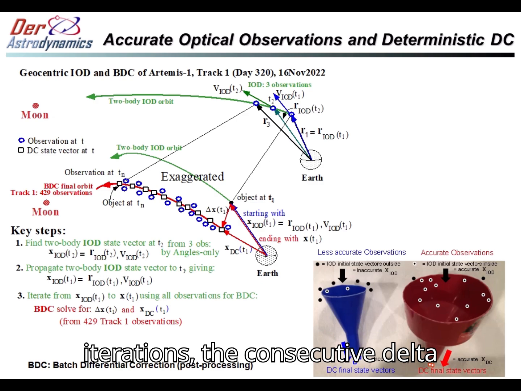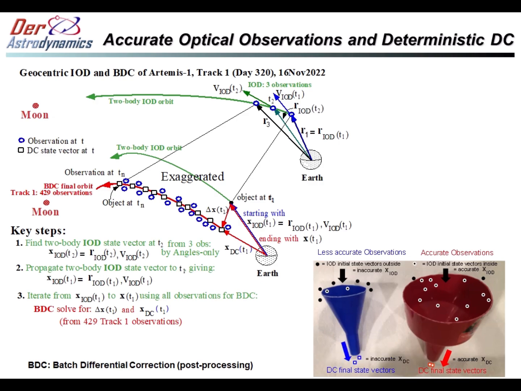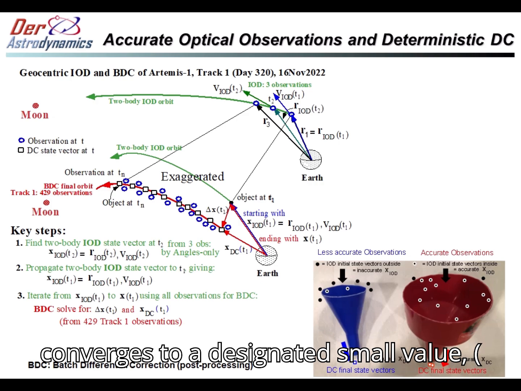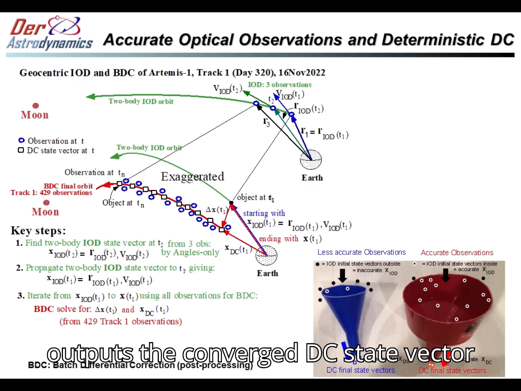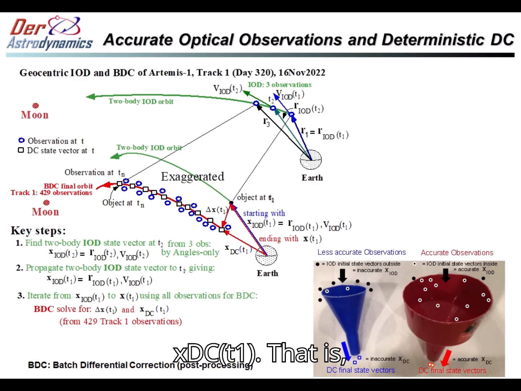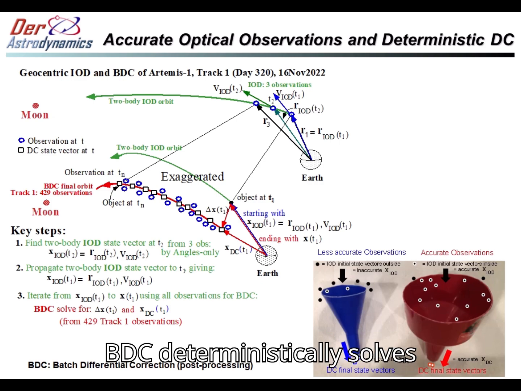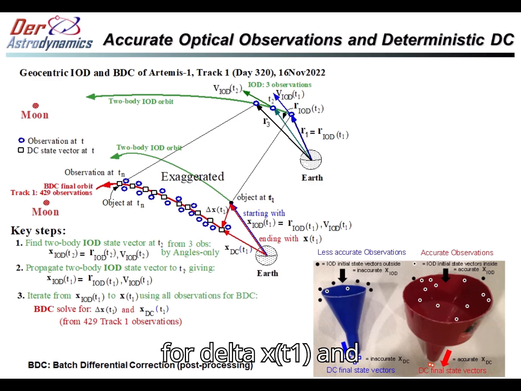After a few iterations, the consecutive delta X T1 magnitude converges to a designated small value, say 1 meter, and then output the converged DC state vector XDC T1. That is, BDC deterministically solves for delta X T1 and XDC T1.